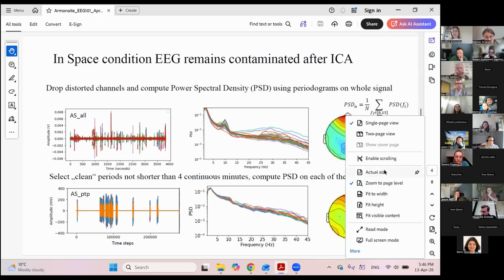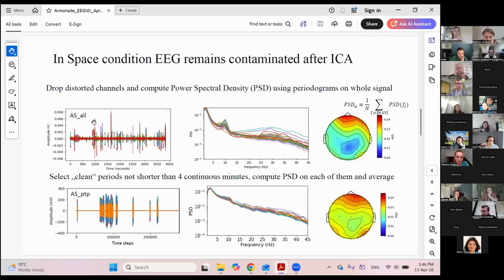recordings, that actually the signals remain contaminated even after the independent component analysis. So we drop a couple of channels, and then we still proceed to the power spectral density analysis. And what we observe is increased delta power and quite reasonable and acceptable alpha power, and then the frontal lobe unusual in resting state dominance.